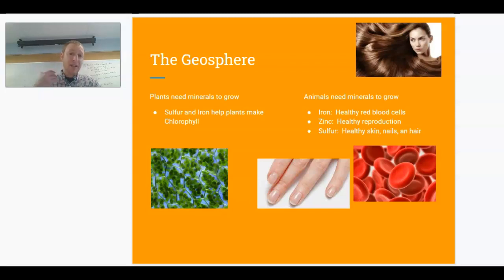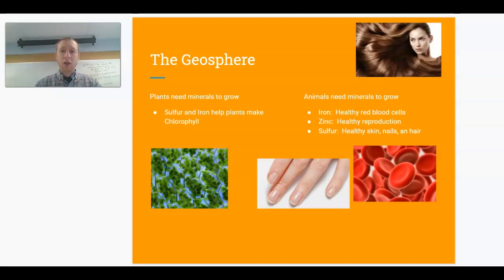Finally, plants and animals need minerals to grow, so we rely on the geosphere every day. Plants need minerals to grow. They need sulfur and iron, which helps them make their chlorophyll. And remember, we learned about chlorophyll. That's the green stuff in plants that allows them to absorb sunlight. Animals also need minerals to grow, and that's us, right? We need iron for healthy red blood cells. There's a reason your blood cells are red. It's because of iron. We need zinc, which is also a mineral, for healthy reproduction. And we need sulfur, which is also a mineral. It gives us healthy skin, healthy nails, healthy hair. All right. So minerals play an important part for us in the biosphere as well.